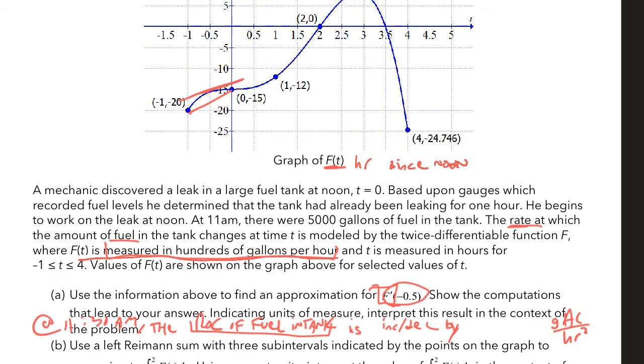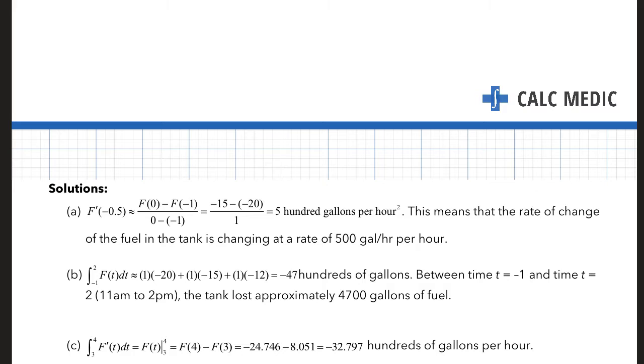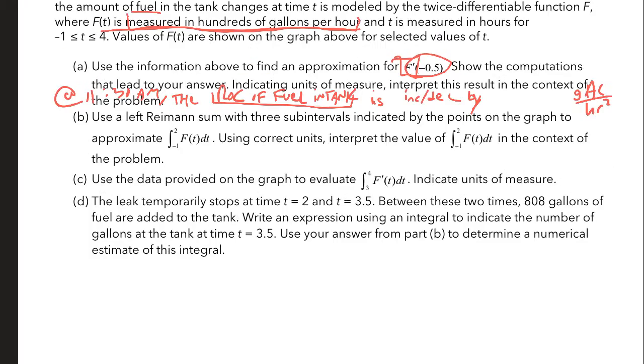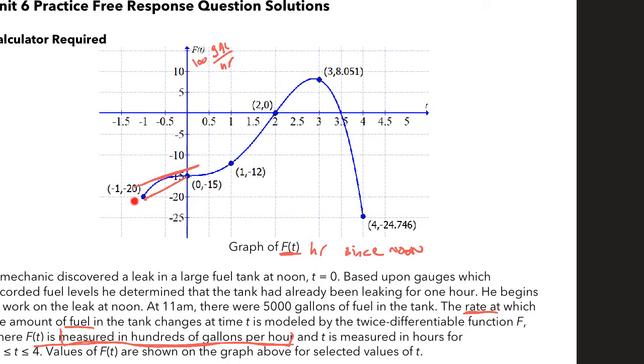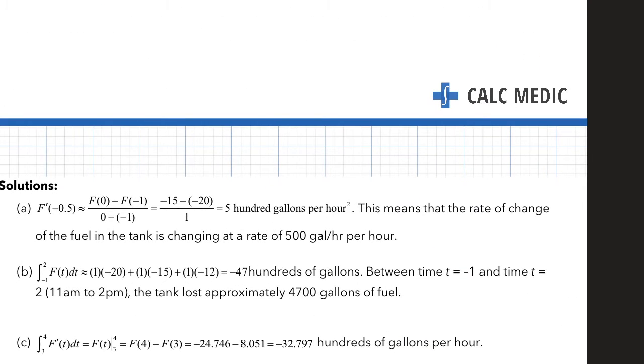And that's what they did on the answer key. Their slope between those points: f of 0 is -15, and f of -1 is -20. Those are just those two points from the line right here and here. The answer ended up positive, and they said the same thing I would have. This means the rate of change of fuel in the tank is increasing at a rate of this per hour squared. The 5 is in hundreds of gallons, so 500 is also acceptable.